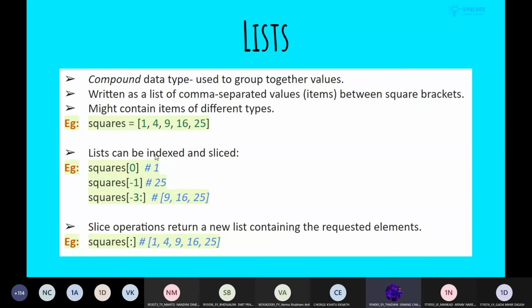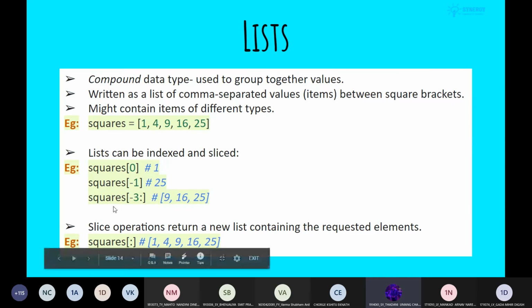So in this particular list we have squares equals to 1, 4, 9, 16, 25. So when I say squares of 0, this will print 1. Squares of minus 1. We can also have negative indexes over here. So when I say minus 1, it will start from the end. So minus 1 will denote the last character. So when I say squares of minus 1, that will print 25.